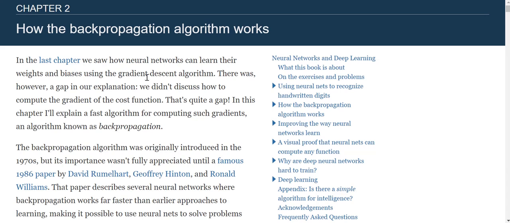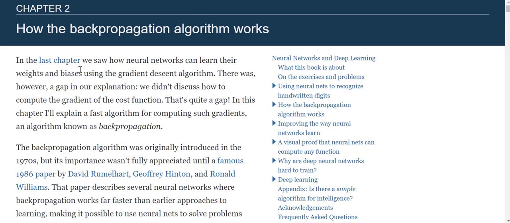Hello everyone. So we had finished with the first section of this webbook, which was using neural nets to recognize handwritten digits. Now we're going to start the second section, which was how the backpropagation algorithm works. So in the first section, we treated the backpropagation algorithm as sort of a black box and did not go in depth into how it works. So here we'll study about that.